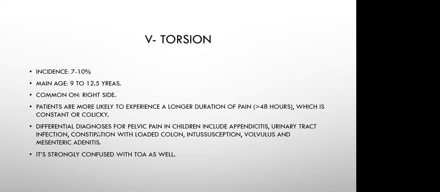After the tubo-ovarian abscess, we may have a scenario with a torsion, and the torsion incidence is high. It's almost maybe 10% of ovarian cyst lesions in adolescents that may have an ovarian torsion. The main age is very young, maybe 10, 11 years. And it's more common on the right side.